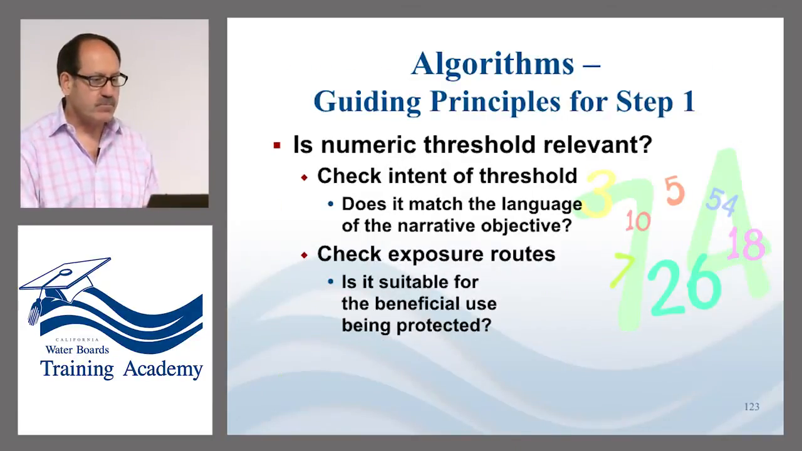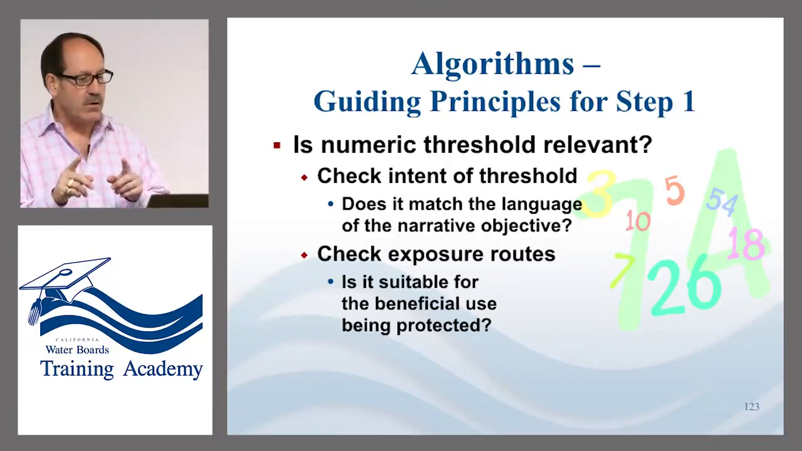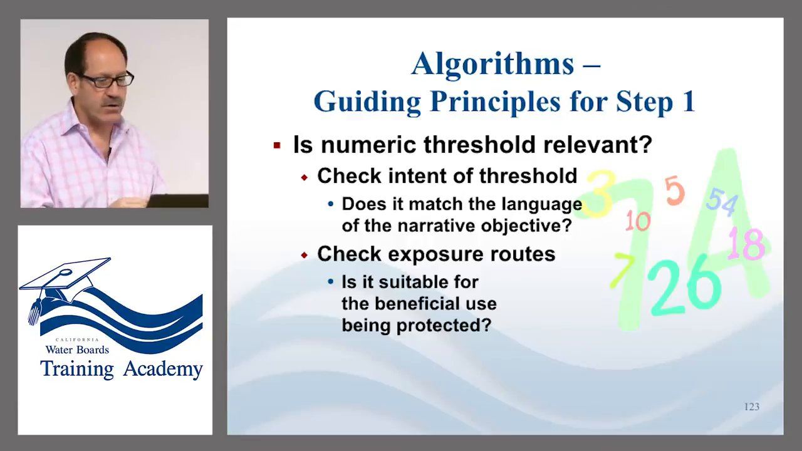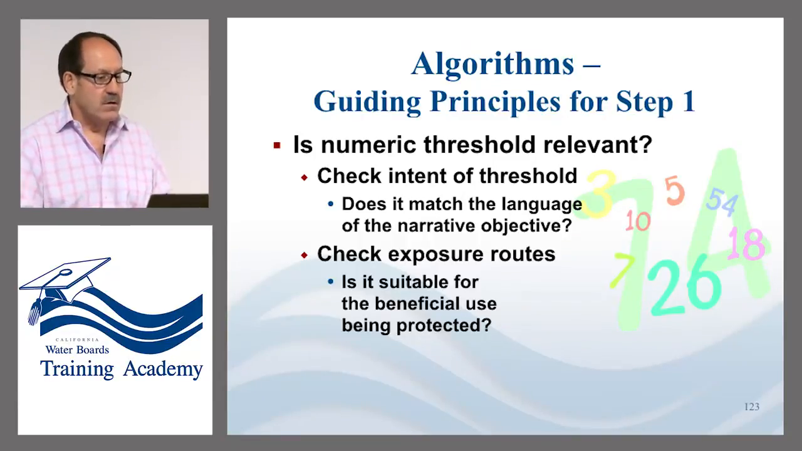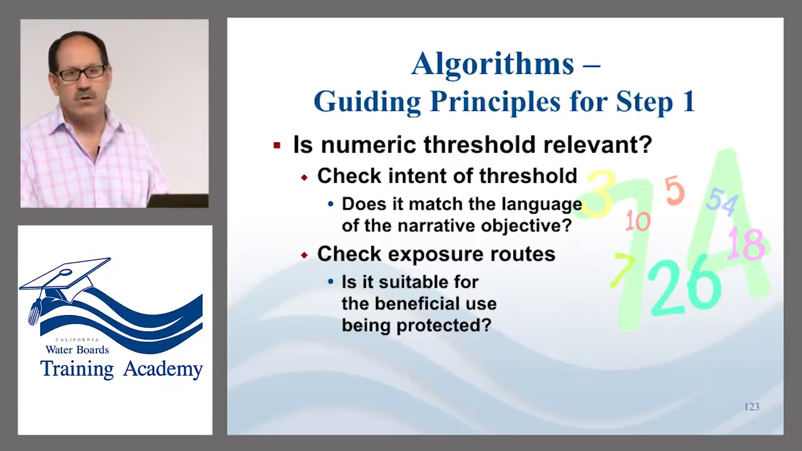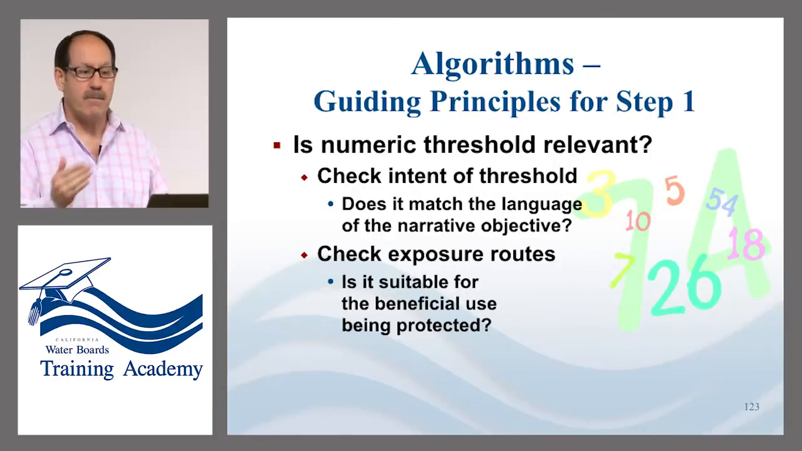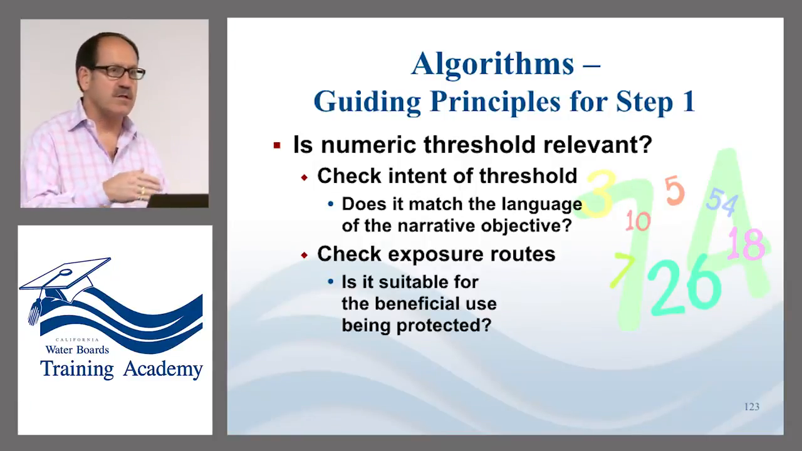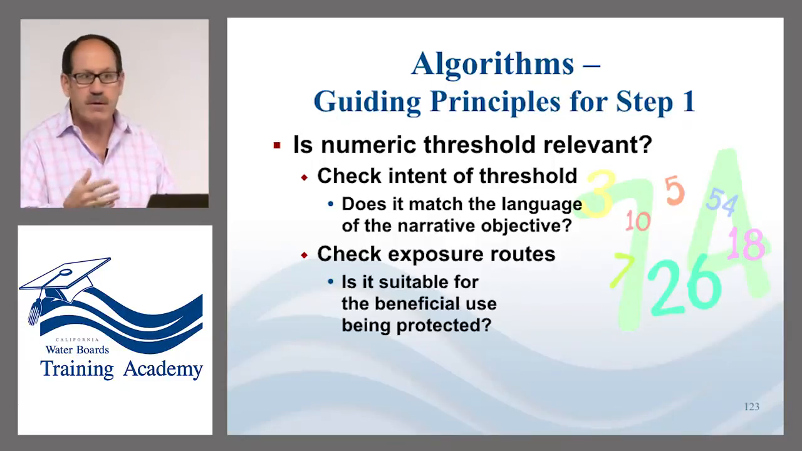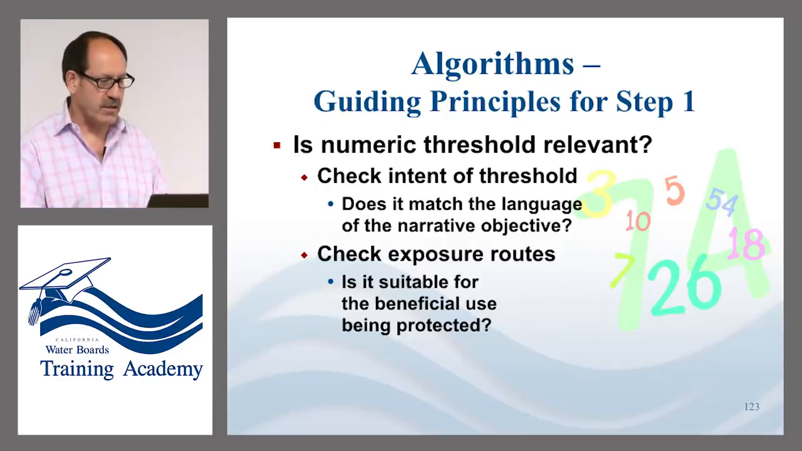Okay. So remember, step 1, we're going to look at each water quality objective and CTR or NTR criterion and select a number. First of all, is the numeric threshold relevant? Check the intent of the threshold. What is it trying to protect? Does what it's trying to protect match the language of the narrative objective? Is it a toxicity threshold? Is it a taste and odor threshold? Is it something protective of agricultural use? Is it appropriate for what you're trying to use?